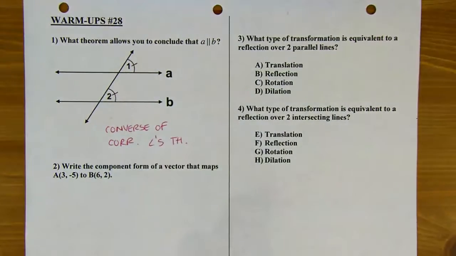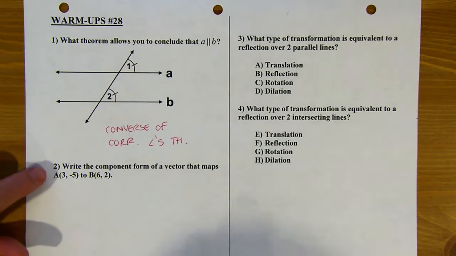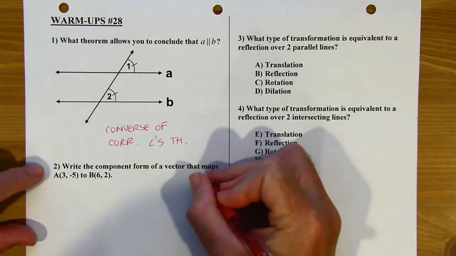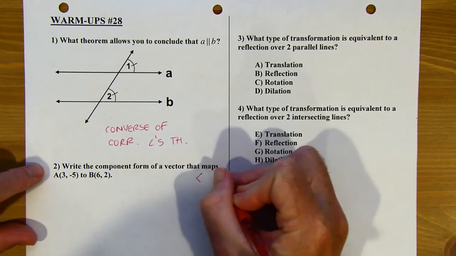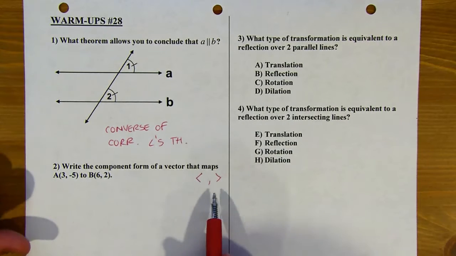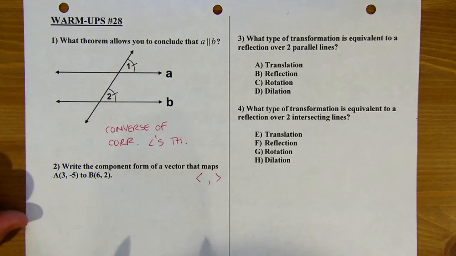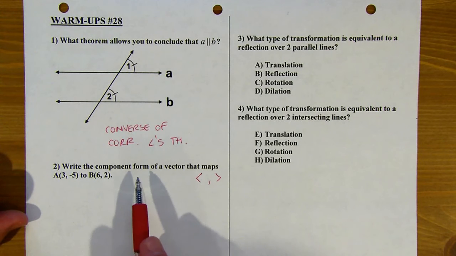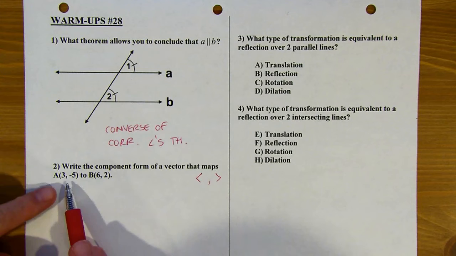Okay. All right, and next up, write the component form. So component form, remember, that's going to look like an ordered pair, but with those funny brackets. So I'm going to write a component form of a vector that maps point A to point B.